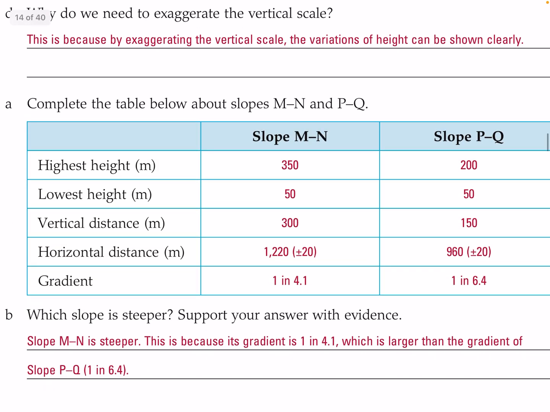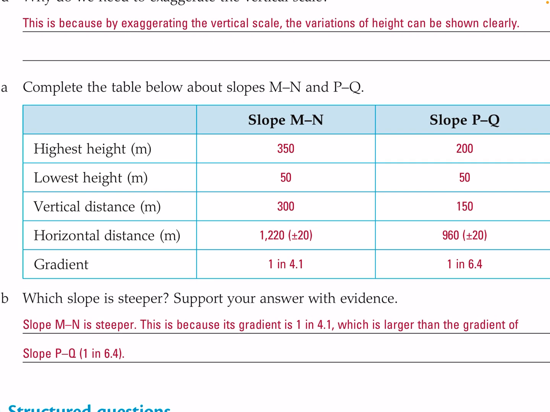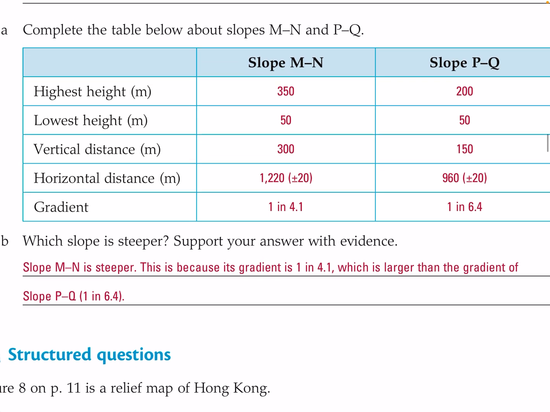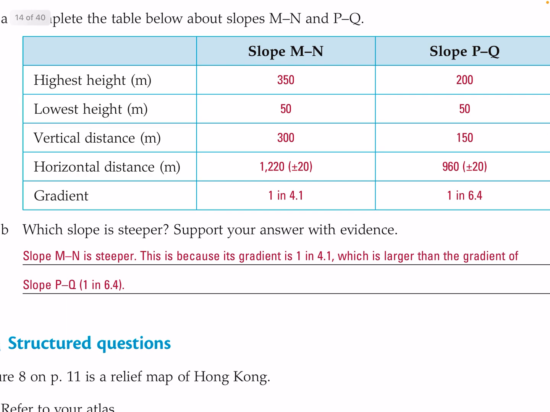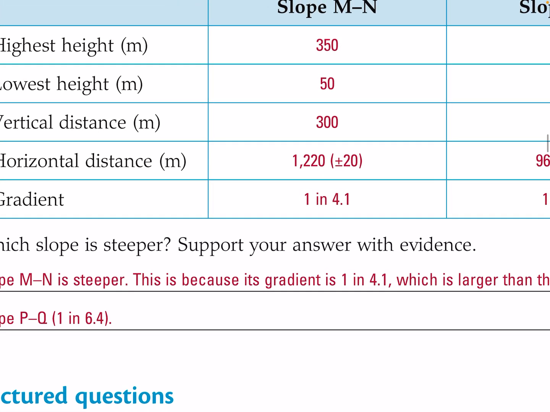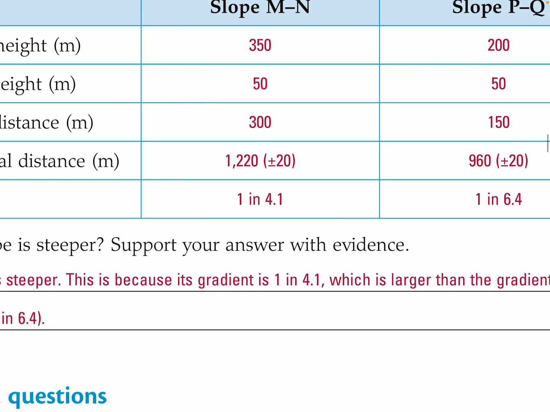Complete the table below, and then MN, it is the highest and the lowest. I think you can handle it. Vertical distance, horizontal distance, and then finally we can work out the gradient. Why is this one 1 to 4.1? Because 1220 over 300, so 1 to 4.1. Okay, how about this one?